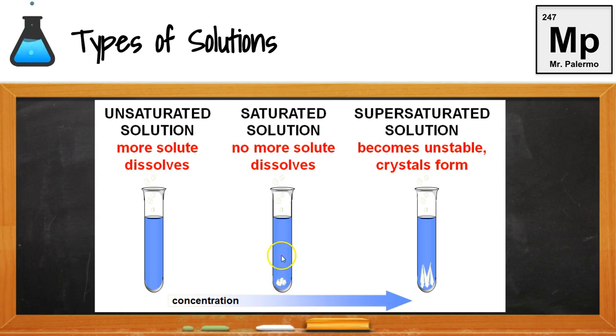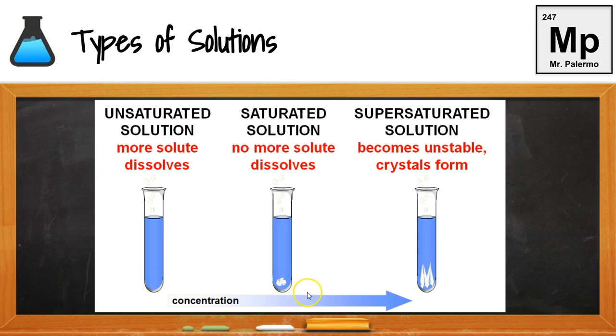Why can't we add any more? Well, recall I said that the solvent is attracted to the solute and it's pulling it apart. And so what happens in a saturated solution is we simply run out of our solvent. There's no more solvent to interact with the solute. How do I know that I'm at a saturated solution? Well, if I add any more solute and it falls to the bottom and doesn't dissolve, we know we've hit that saturation point and it's completely saturated.